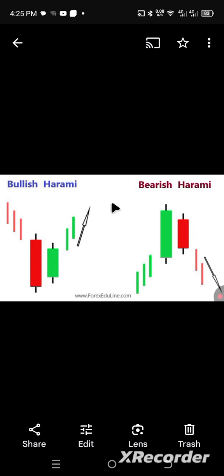This happens in every time frame. You can see it in different time frames. The higher the time frame, the more confirmed these patterns are. I'm going to show you another pattern, the third one.